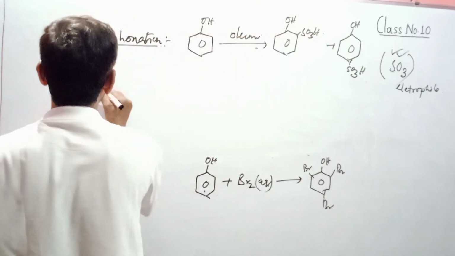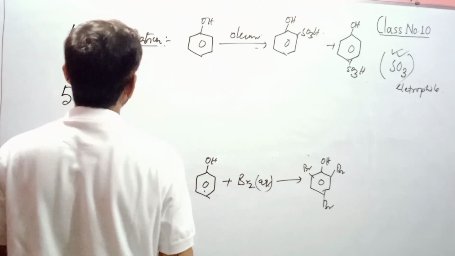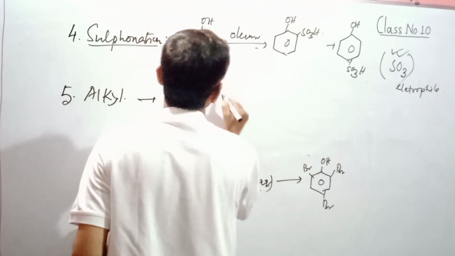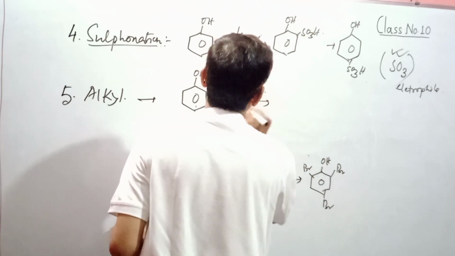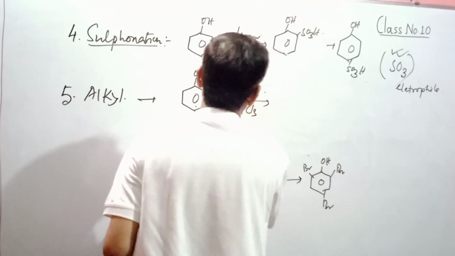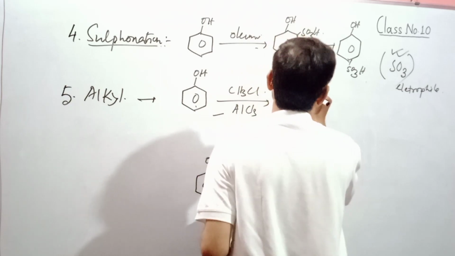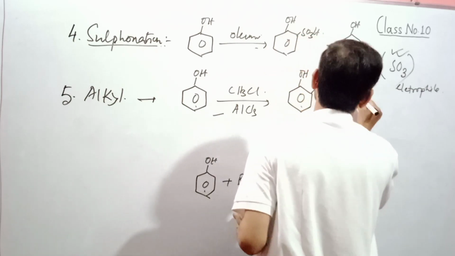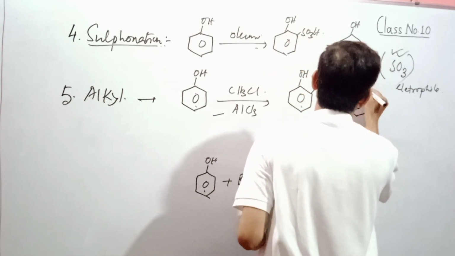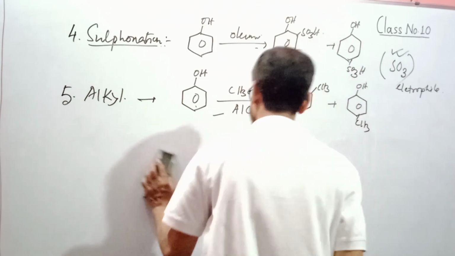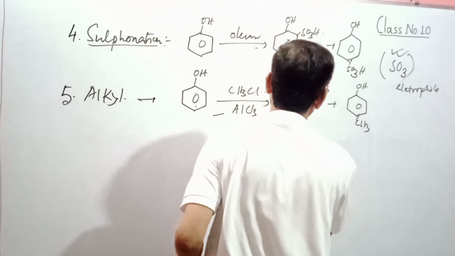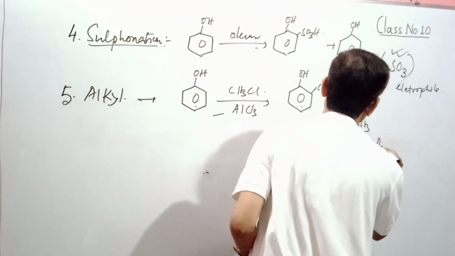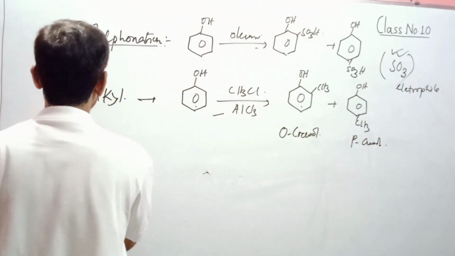Number 5, alkylation. Again, it is very simple. Anhydrous aluminum chloride. The electrophile will be CH3, everybody of you knows. And already I have shown you the structure. This is Kashrul, some important compound I mentioned. It is para Kashrul.